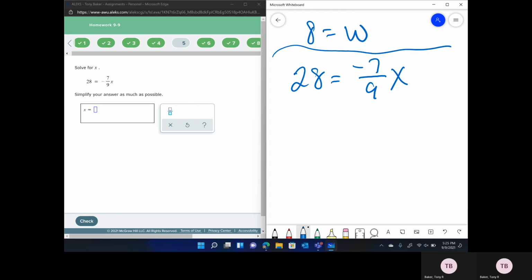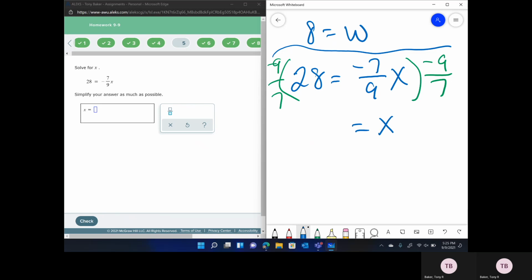28 equals negative 7 over 9x. So let's just do the reciprocal on this one, because we're going to break it up anyway. You're multiplying by a negative 9 over 7. So this side, everything cancels out, so it's left with x.